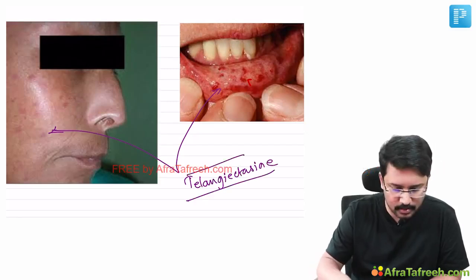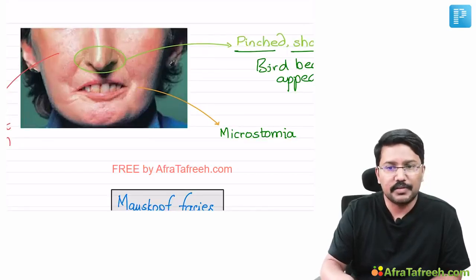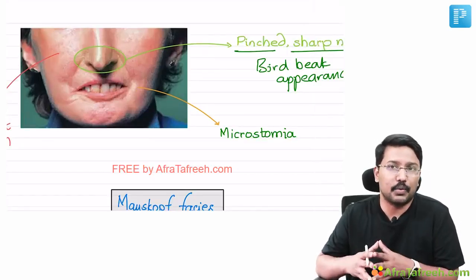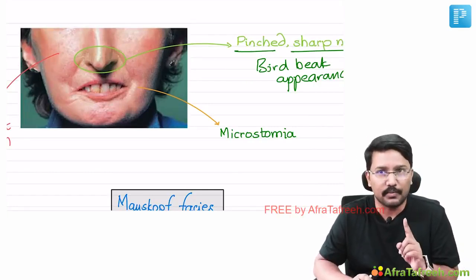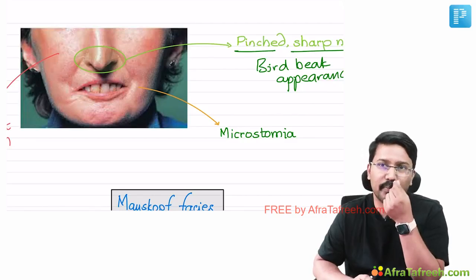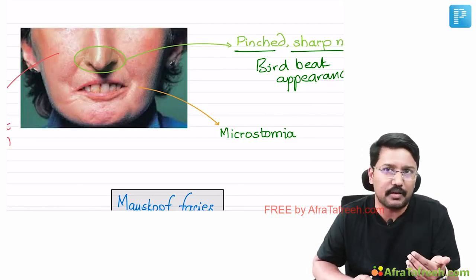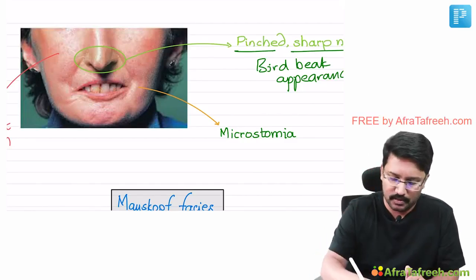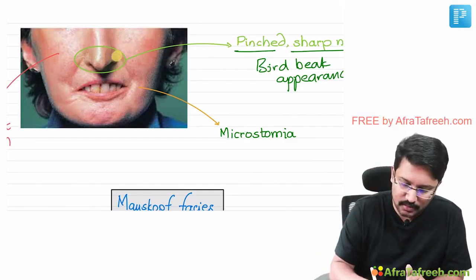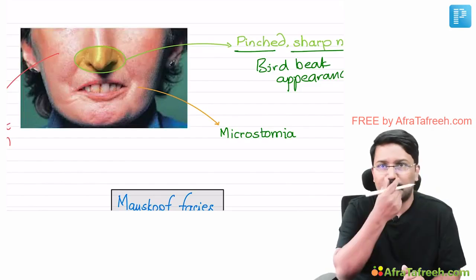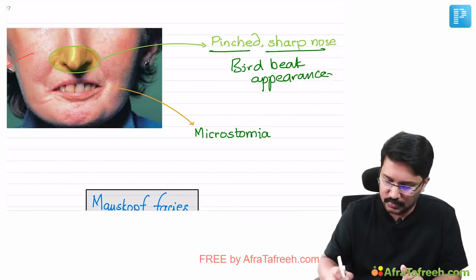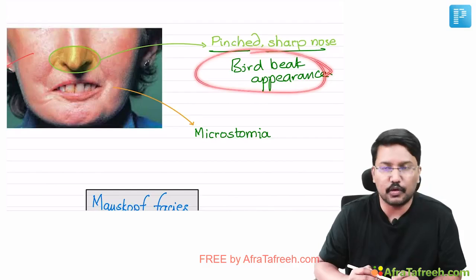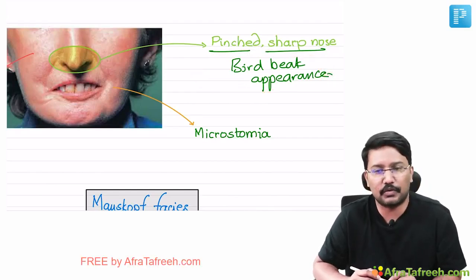Okay. Now, what do we see in this image? What we notice here is what is exactly known as Moscow facies, right? So the characteristic findings in the Moscow facies is number one, the nose becomes pinched, becomes sharp and appears like a bird beak, right? You can clearly notice in this image, the nose has become sharp. It is pinched from both the sides and it has taken the appearance of the bird beak. That is one finding of the Moscow facies.